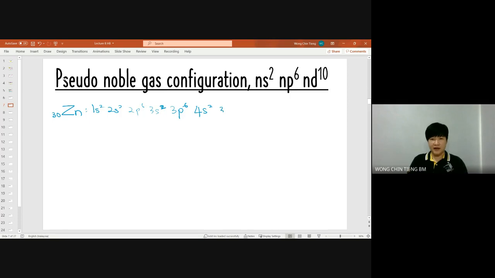4s2, 3d10. No matter how you arrange, guys, I understand that you can rearrange and rewrite it to become your 3d sitting there. But when you fill up the electron, you must always fill the electron into the 4s2 first, then only 3d10. Is that clear? So that is my zinc over there.